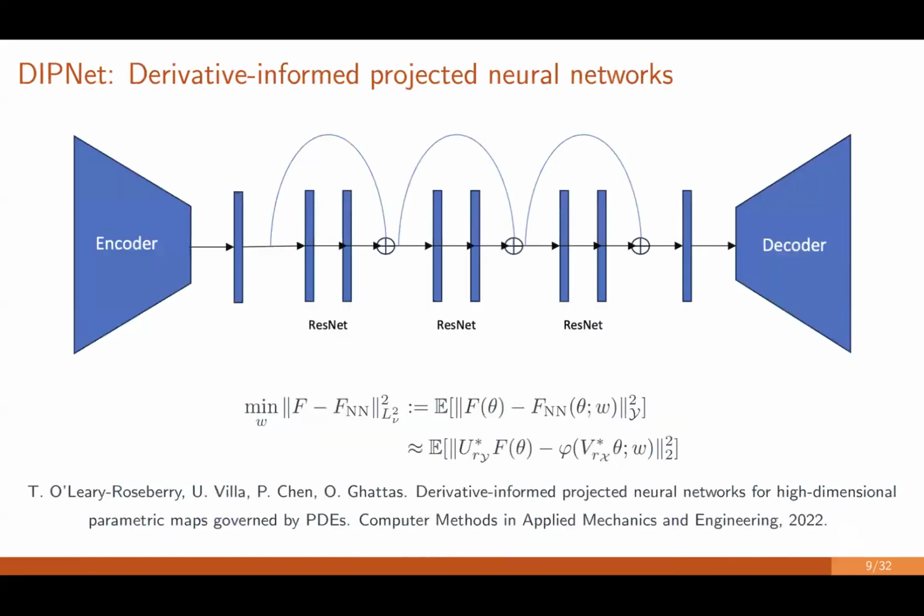But essentially, in high dimensions, you want to leverage this reduced basis architecture. So here's one of the architectures that we propose, a DIPNet, derivative informed projected neural network. For the input, we use some encoder. For the output, we use some decoder. In the encoder, you can use, let's say, PCA or some convolutional neural network. But specifically in this work, we applied this derivative informed dimension reduction, which is related to the active subspace.